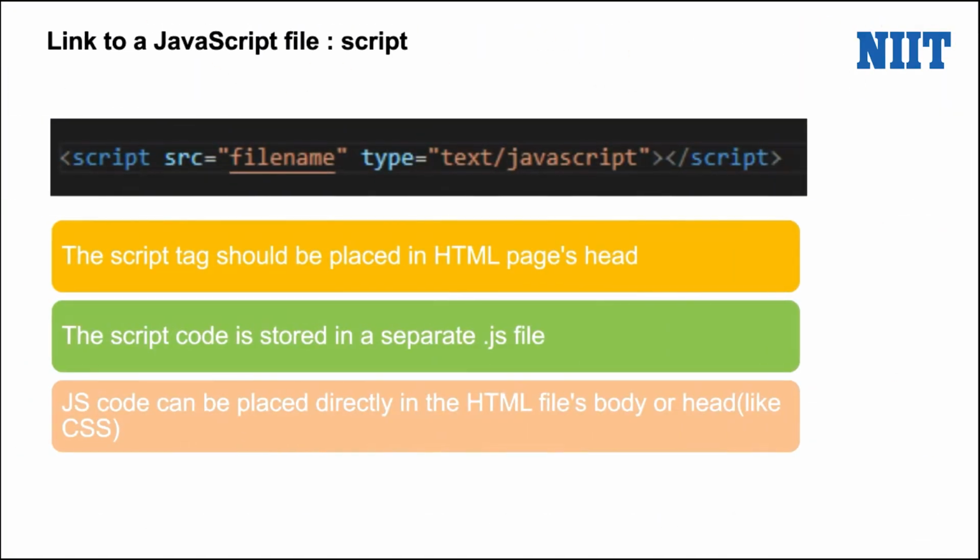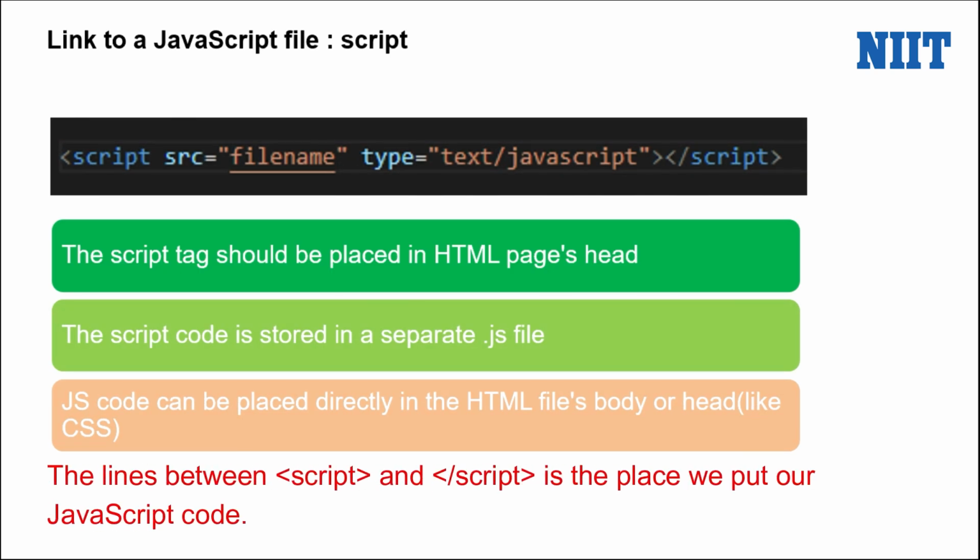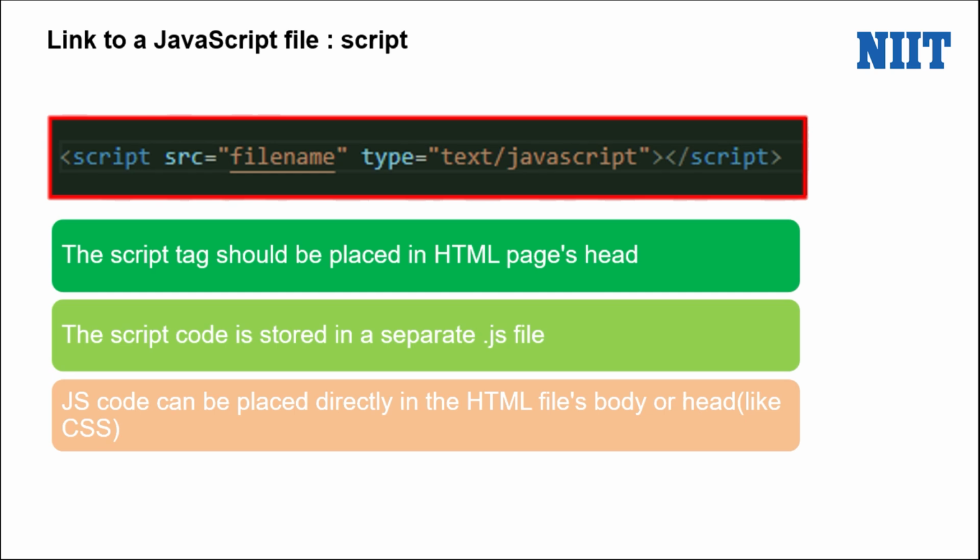And how do you link to a JavaScript file? In our HTML, JavaScript must be inserted between the script tags. So the lines between script tags is the place where we put our JavaScript code. The browser will interpret the code as JavaScript, and we used to have the type as text/javascript in the script tag. However, it is no longer required since JavaScript is the default scripting language in HTML5.